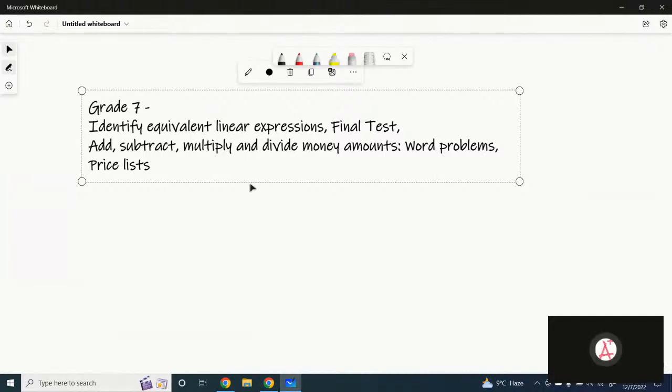Please make sure before the next session you complete the test questions for the topics we did today.